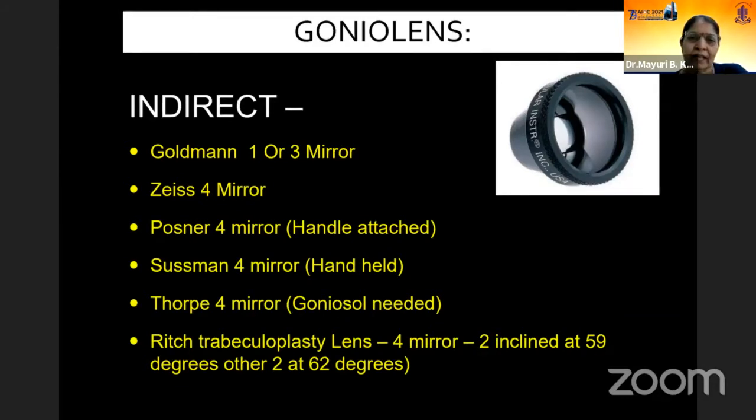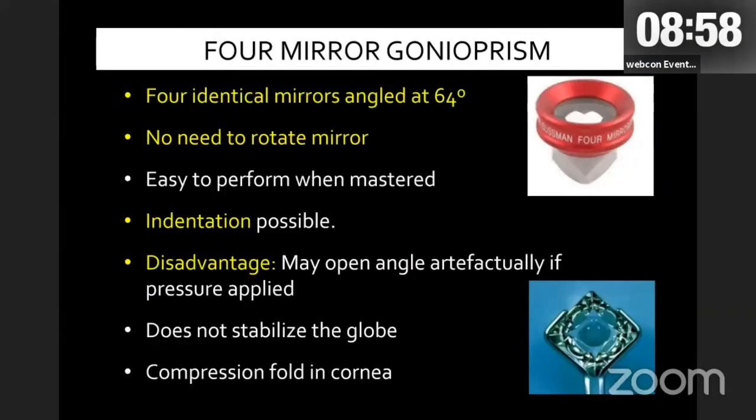Indirect gonio lens is very handy for the OPD purpose. One can use a 1, 2 or 3 mirror Goldmann or the Zeiss 4 mirror. The 4 mirror gonio lens has a smaller corneal diameter and a flat base, so the coupling solution is not required, and it is possible to indent the center of the cornea. But the disadvantage is that sometimes it induces compression folds.